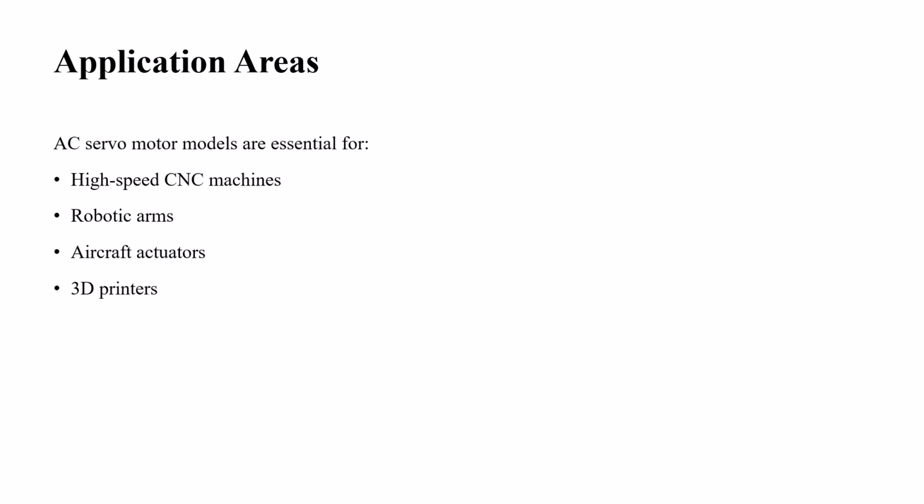And the next thing is application areas, wherever we are applying this. That is also important to know as an engineer. AC servo motors are mostly used in robotic arms, aircraft and 3D printers, because they need precise control, inch by inch, or degree by degree of angle. So that's why we need to take each and every thing into consideration. Okay, thank you.